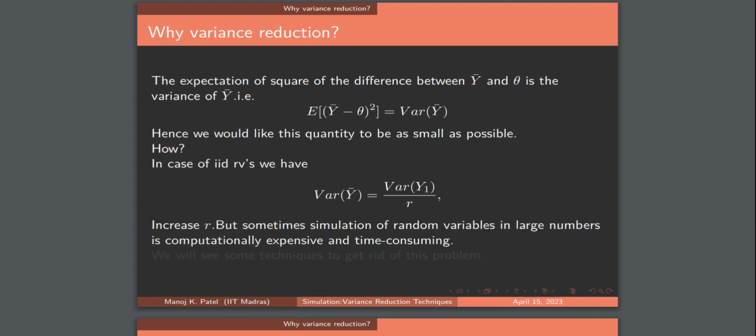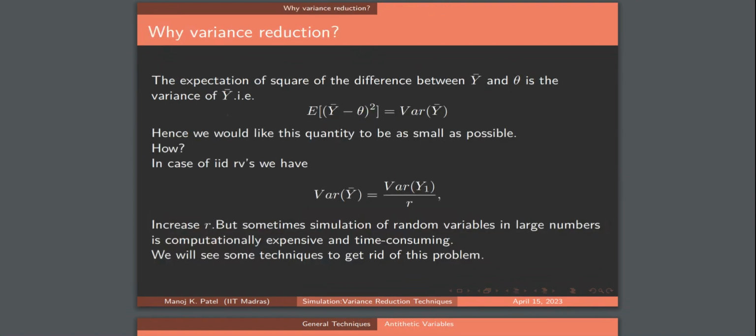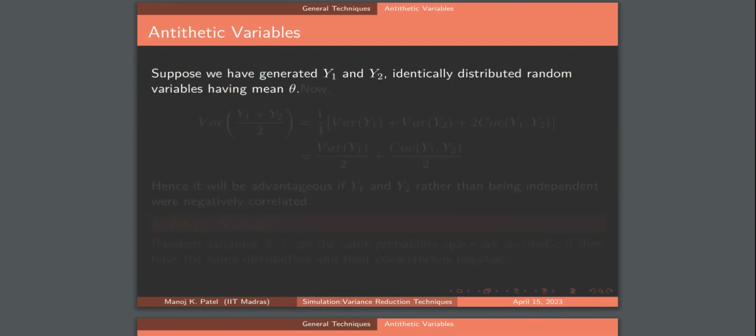But sometimes the simulation of random variables in real computation is expensive and time consuming. So we'll see some techniques to get rid of this problem. First we'll look into the technique called antithetic variables.